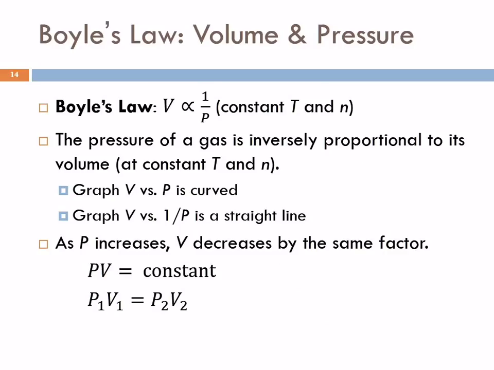Boyle's law can be expressed this way: the volume is proportional to 1 over the pressure. This is an inverse relationship, meaning that when one goes up, the other goes down. And where we say constant T and n, that's important. That means that the temperature is not changing and the amount of gas is not changing, because if either of those changes, then this relationship is not going to work.